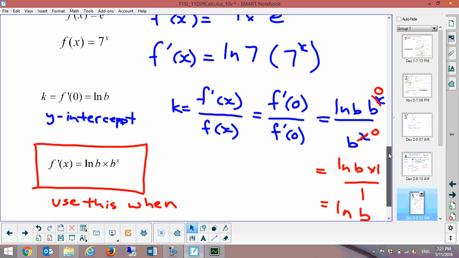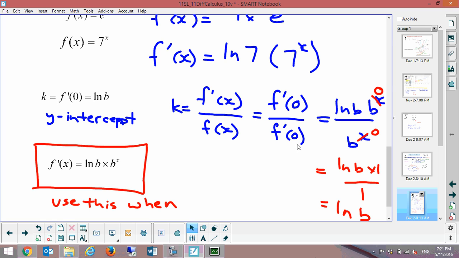We then came down to, just making a general comment here, if our function is f of x equals b to the x, remember we got our k value from the derivative over the original function, and we can substitute in the 0. This is not quite right because I've mixed up numbers and variables here. Our derivative function was the natural log of b times b to the x divided by b to the x. That's what this expression would be.